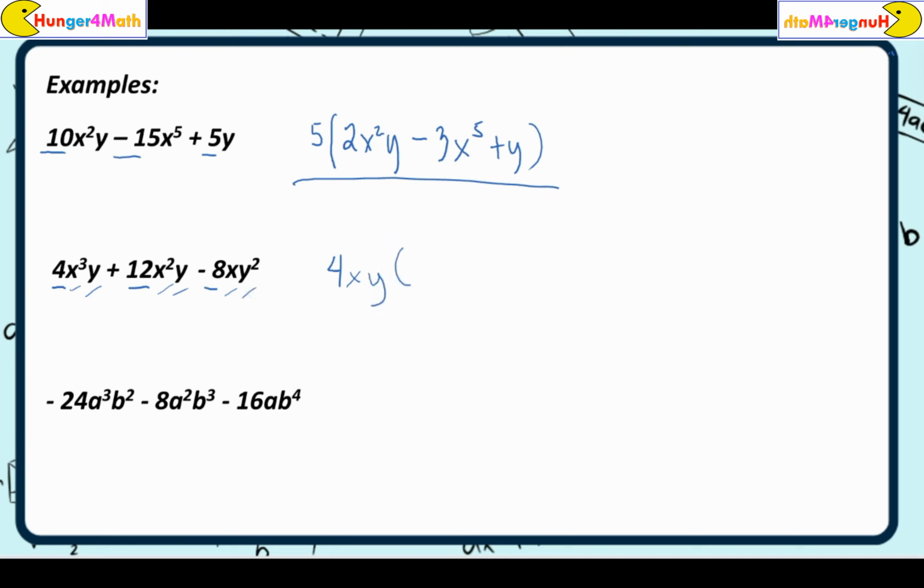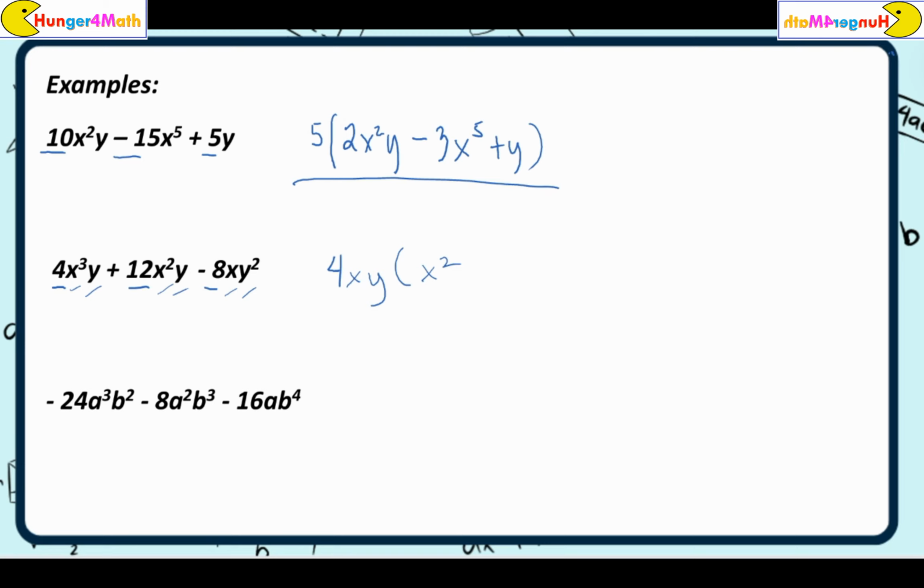Now let's start to divide. So 4x to the power of 3y divided by 4xy. And that will be 4 divided by 4 is 1. X to the power of 3 divided by x is x squared. Then y divided by y is 1. So our answer is only x squared. Better to divide it one by one, so we will not miss any part of the terms.